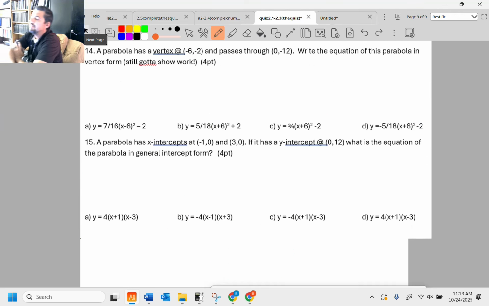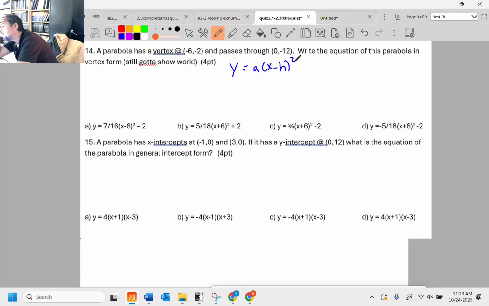14, a parabola has a vertex at negative 6, negative 2. Because the vertex was given to you, you should have written down y equals a times x minus h quantity squared plus k. And then you should have plugged those things in here. If you take away a negative, you are always going to be a positive, and you always trust the other one. So when you glance at the problem, you're looking for plus 6 and minus 2, right? You shouldn't have picked A. Should have never been picked.